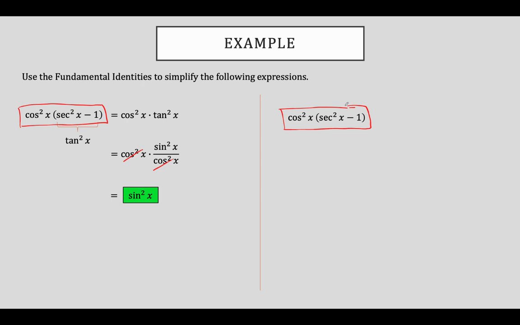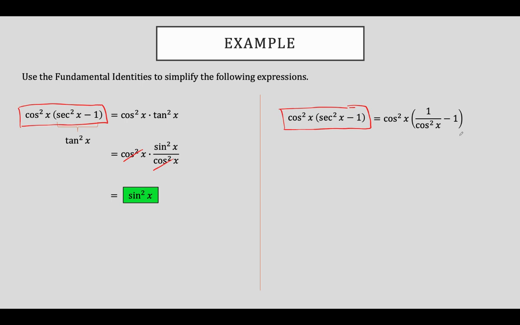Another way to solve this problem is to begin by rewriting secant squared x using a reciprocal identity. Secant squared x is equal to 1 divided by cosine squared x. So I've got cosine squared x times 1 over cosine squared x minus 1. I can continue to do algebra here. Notice that these are connected by multiplication, and we're all familiar with the distributive property of multiplication.